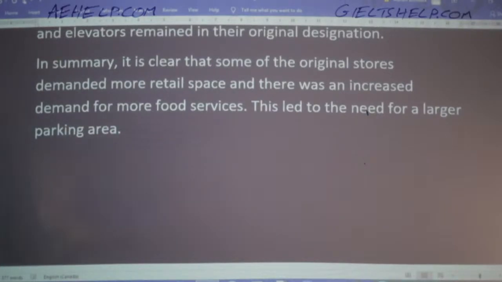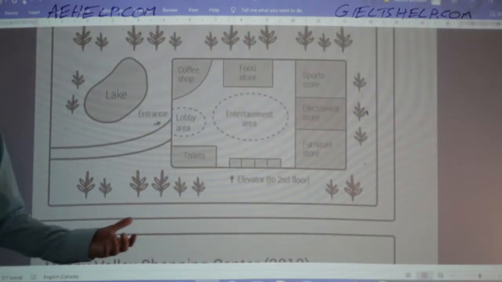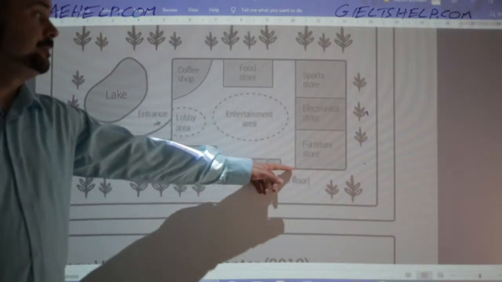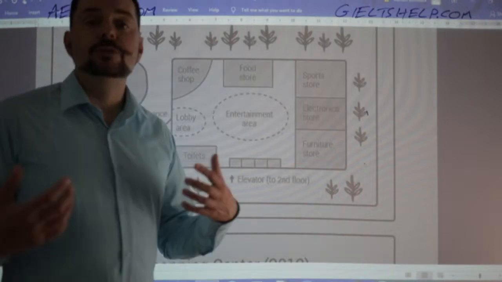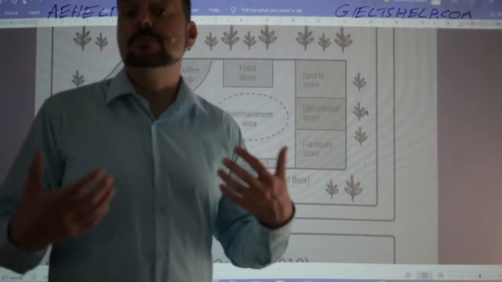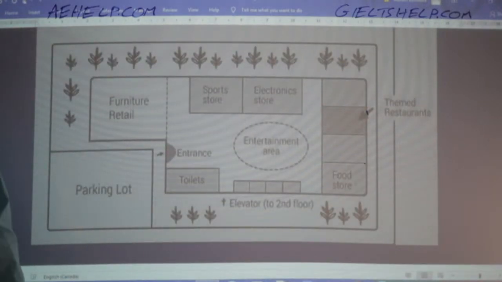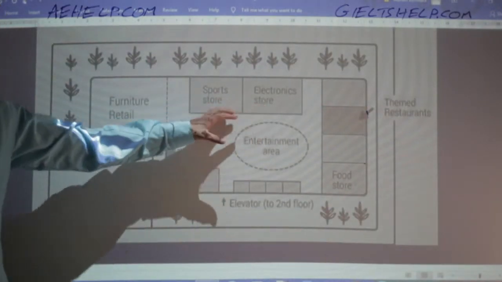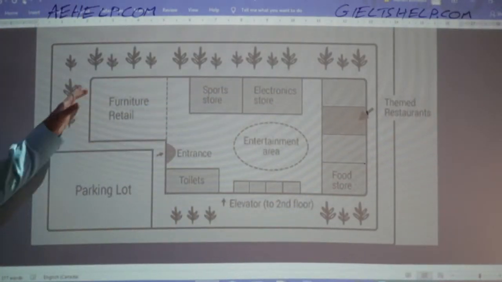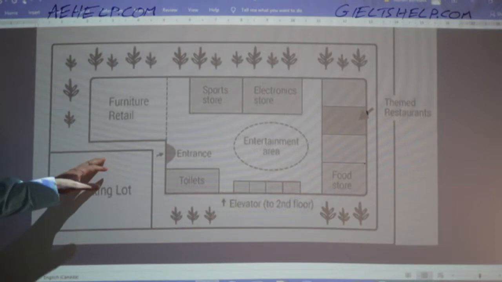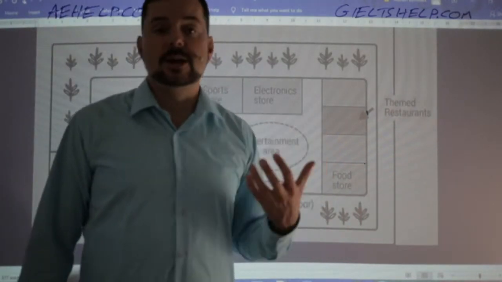When I look at these 2 diagrams, I can summarize that some of these stores, like the furniture store here, the electronics store and the sports store, they outgrew themselves. Okay, so they needed more space. That's why in 2012, we have the sports stores and electronic stores here. They are larger, okay? And the furniture retail store is much larger. So obviously these stores outgrew themselves over the course of the 3 decades. They required more space.